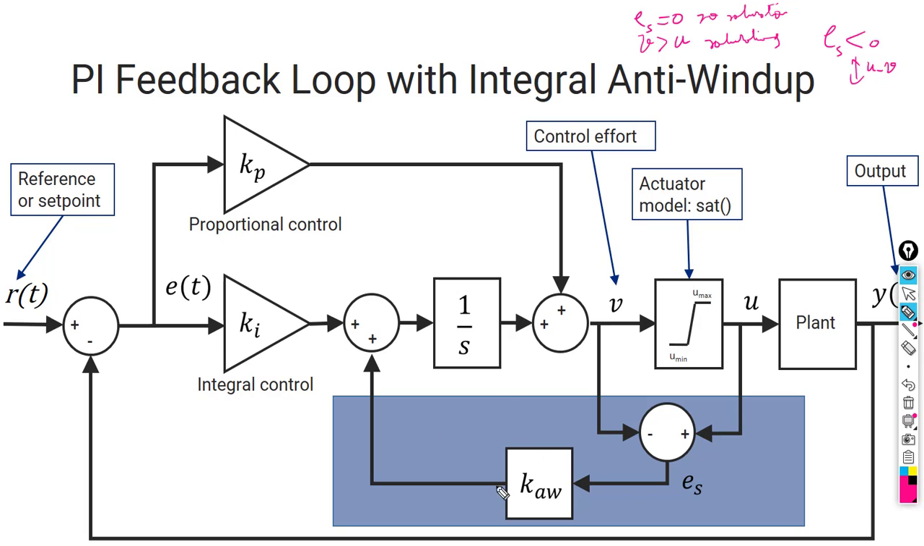What you are doing here is relaxing the control effort coming from the integrator. You are telling the integrator, don't keep going up. Here I'm subtracting from it with a proportional constant that we need to design. So you need to design this K_AW. That's basically how to implement it. That's the first method.